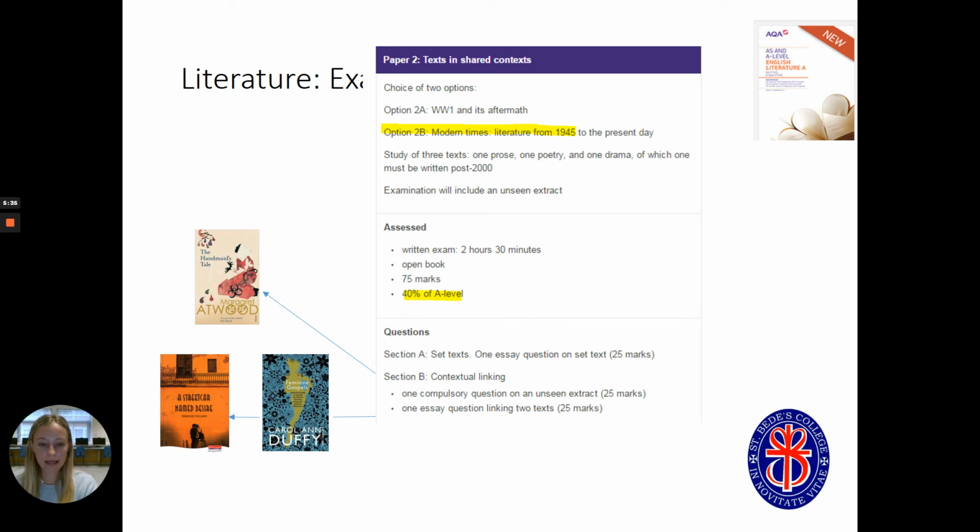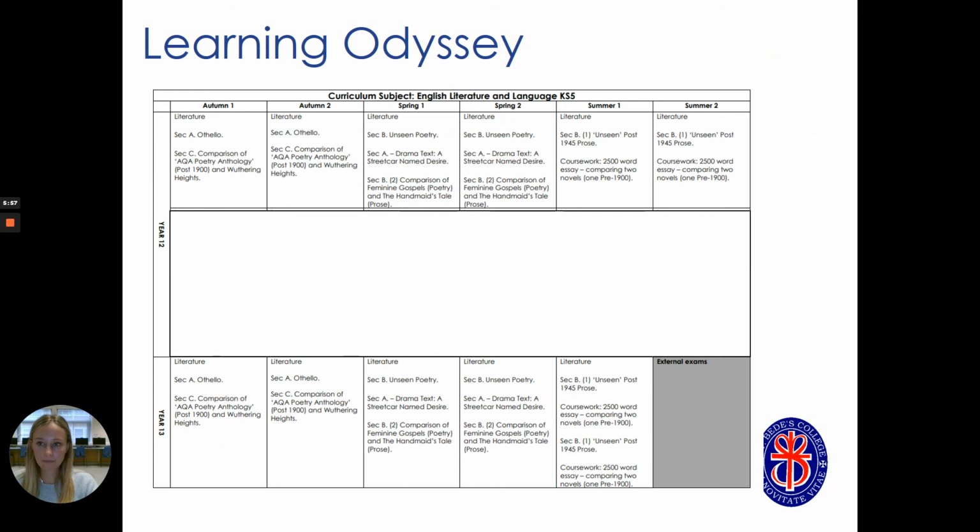So section A, you get your set texts, 1 essay question on the set text, and then section B, you've got your contextual linking. So that's 1 compulsory question on an unseen extract, and then 1 essay question linking 2 texts. Okay, so for this particular exam, you study The Handmaid's Tale, you study The Feminine Gospels, which is Duffy, and then you've also got A Streetcar Named Desire, which is your play. This is the kind of setup for what you'll be studying and when you'll be studying it for literature.